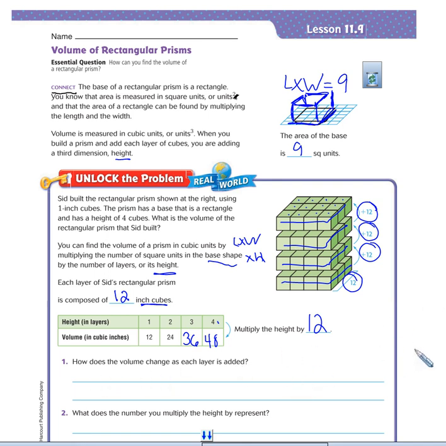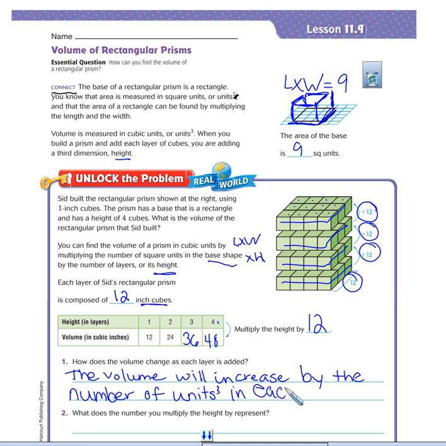How does the volume change as each layer is added? Well, as you add a layer, the volume is going to increase by the number of cubic units in each layer. In this case, our answer would be 12.